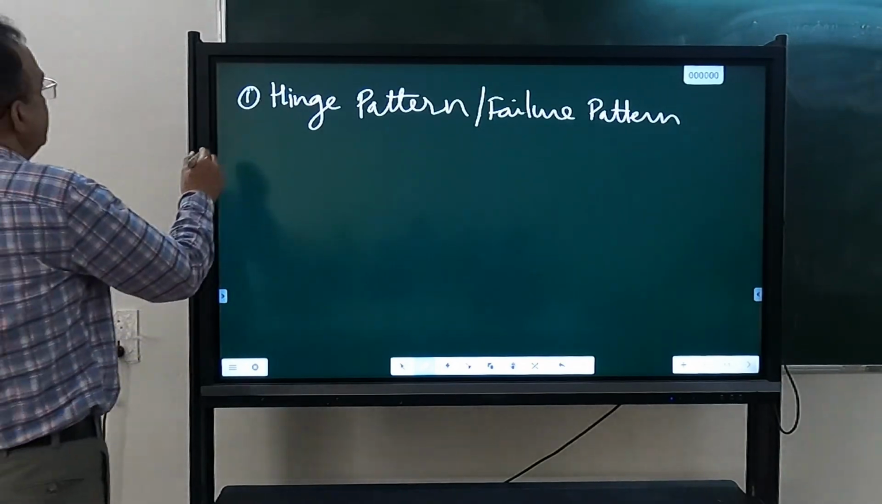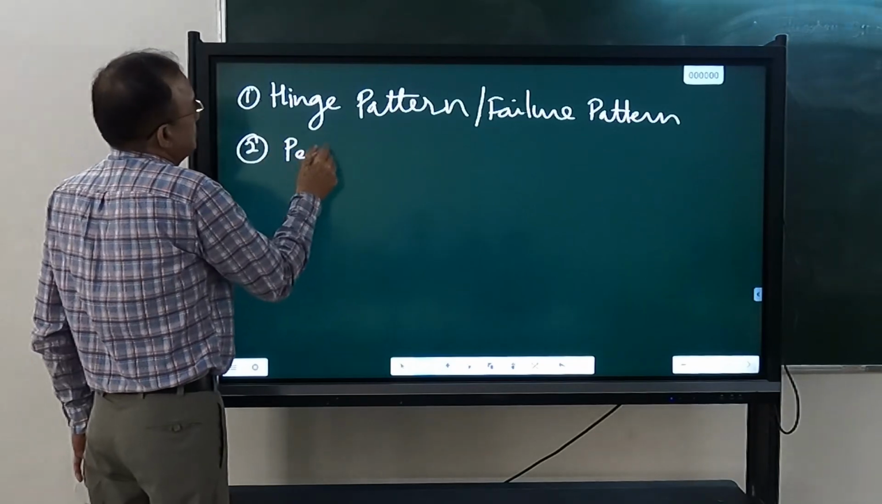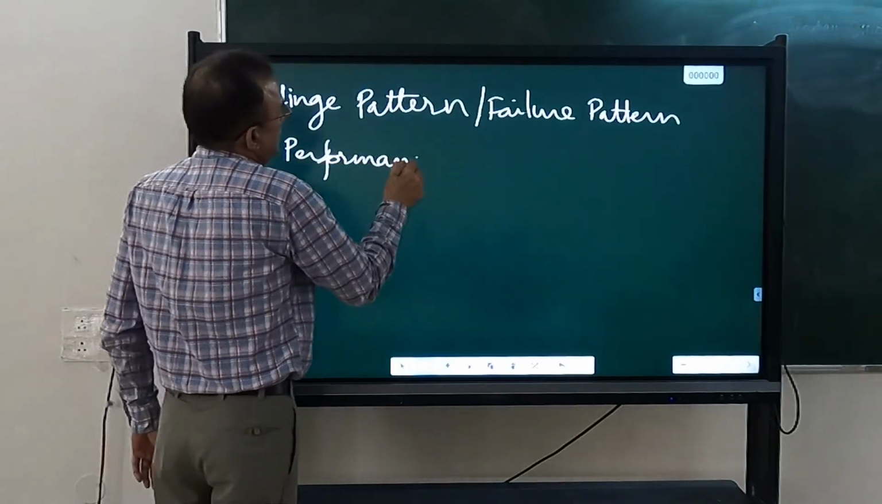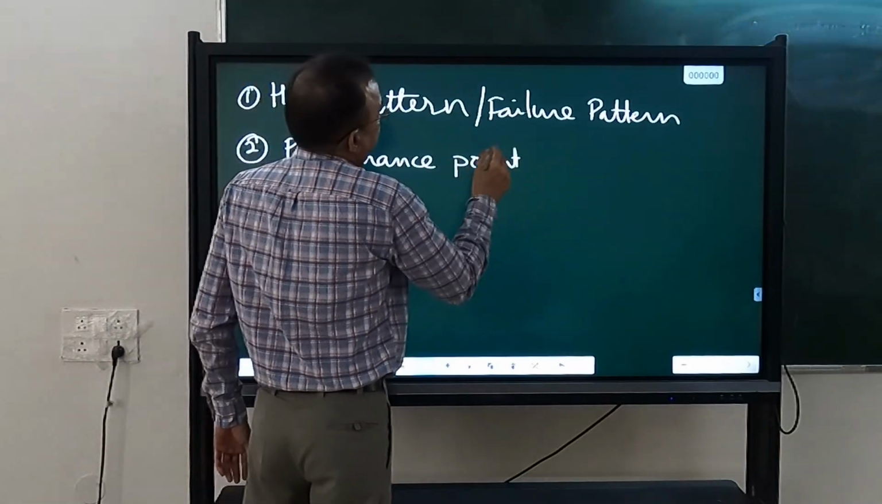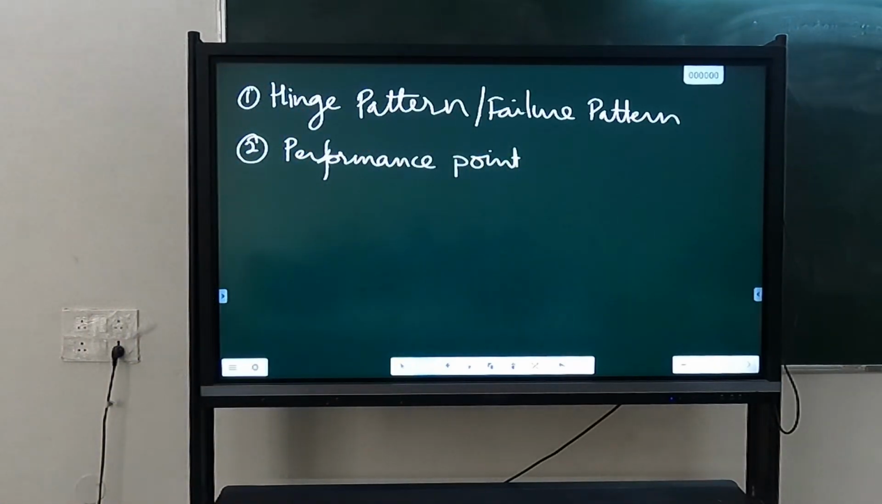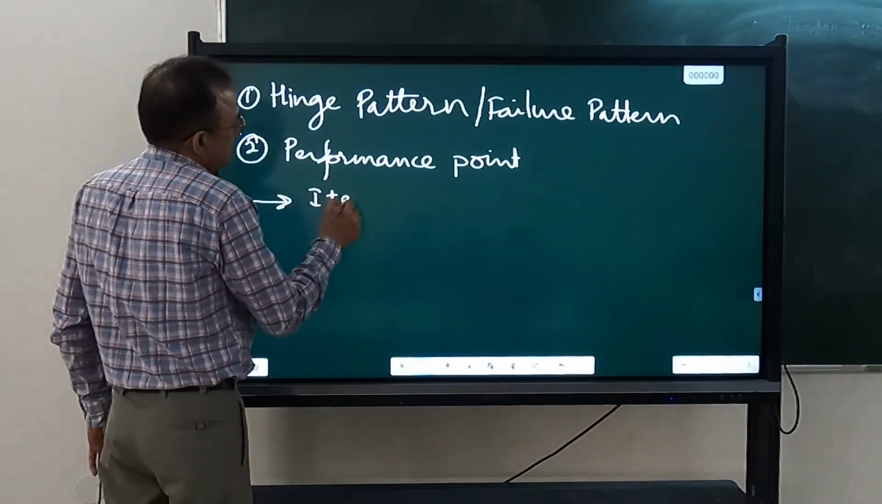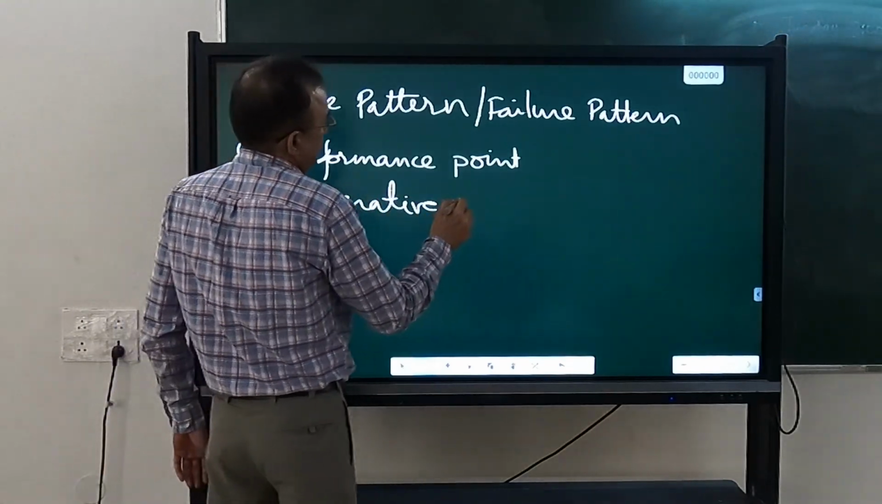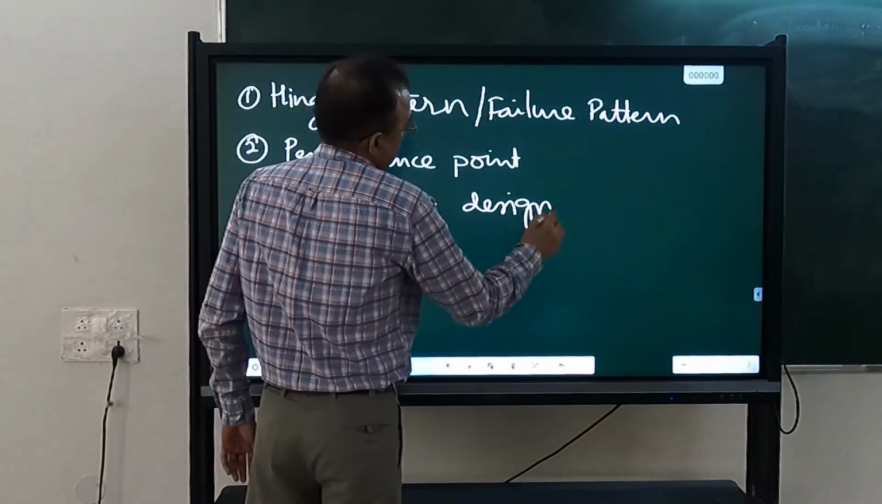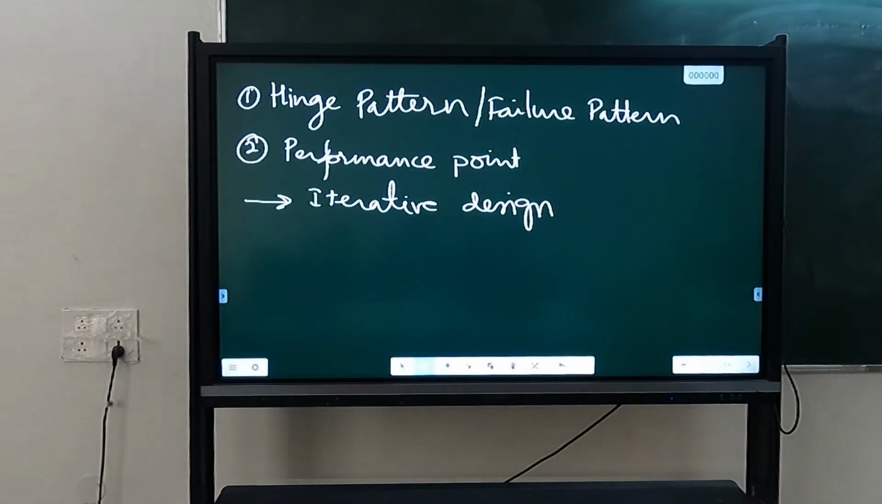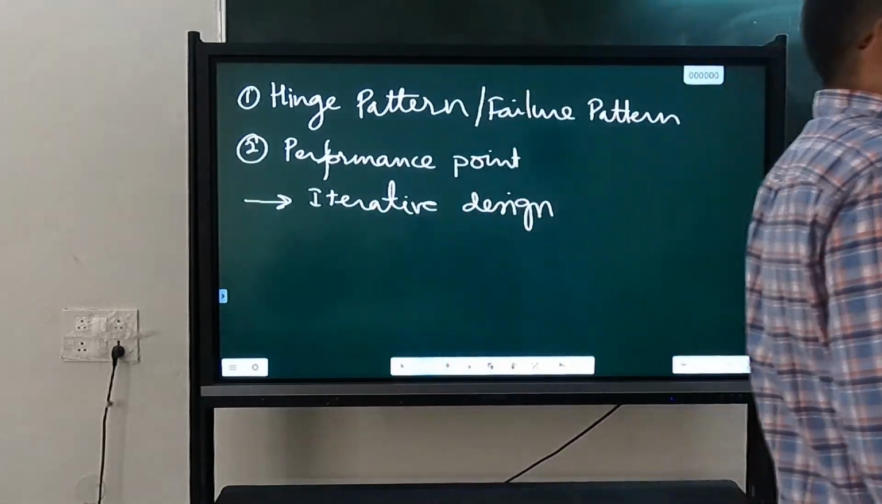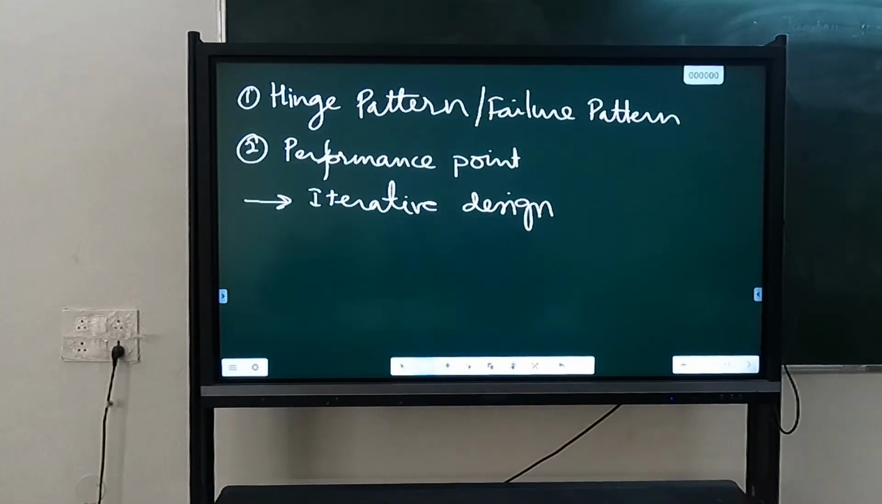And then the performance point. That performance point may be acceptable as per your target performance of the structure, or it may be unacceptable. If it is unacceptable, then you have to redesign. So we have to perform iterative design. So this process is clear, what we have discussed so far. Is it okay, or do you want to ask anything up to this point?